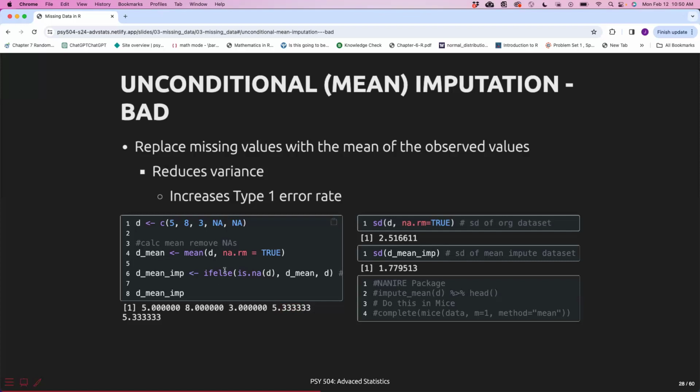So why is mean imputation bad? It reduces the variance of the variable. I have that highlighted here, where we can take the standard deviation of the variable without the NAs in, and we get a standard deviation of 2.52. If I look at the standard deviation of the imputed data set, it is 1.78. So we see that the variance has been reduced here. If we're doing comparisons, that is going to increase our type 1 error rate, which is bad. We do not want to do that. Because it creeps in bias, we don't want to use mean imputation. There are better methods for us to use.